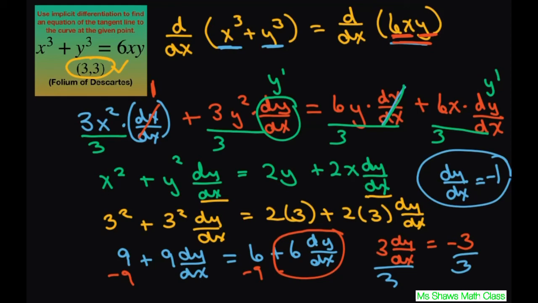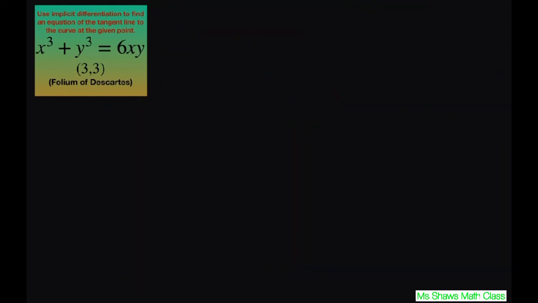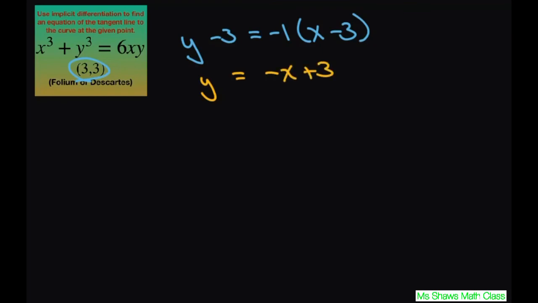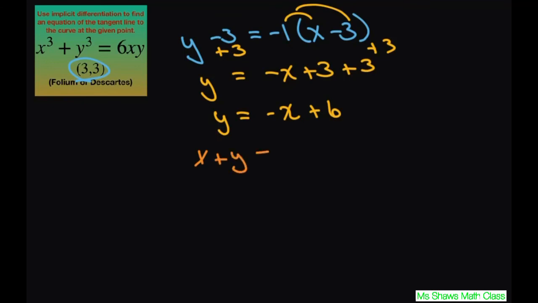Now that we have that, we can write our equation of our line. So we have a point and a slope. So we have y minus 3 equals negative 1, x minus 3. So this is going to give me y equals negative x plus 3 when I distribute. And then I'm going to add 3 to both sides. So this is going to give me y equals negative x plus 6. If you need this in standard form, let's go ahead and add x to both sides. So you get x plus y equals 6. And that will be your final answer.